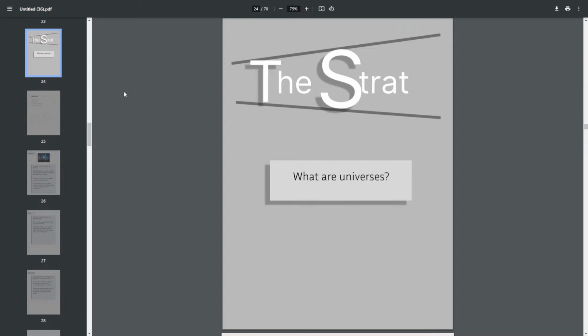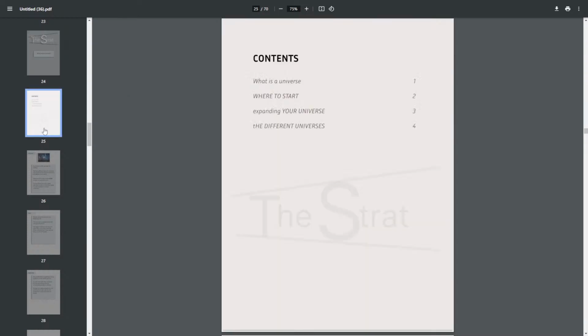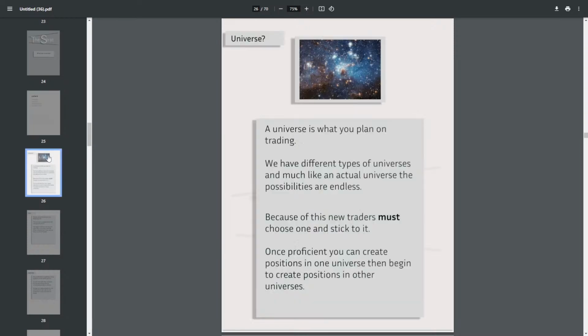So the next section is universes. And when it comes to universes, we want to know first what they are. So here's the contents. We'll get into it. So a universe is what you plan on trading. So this is your trade plan. And we have different types of universes.